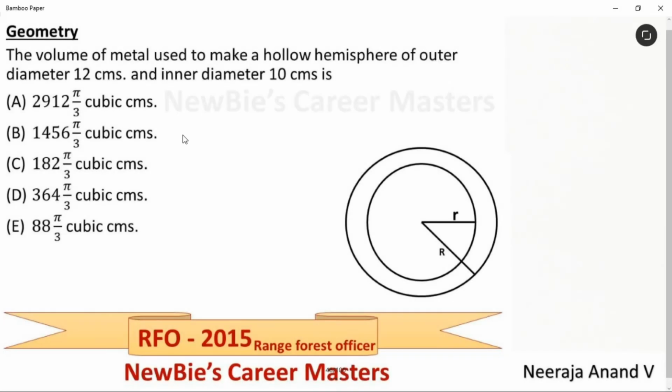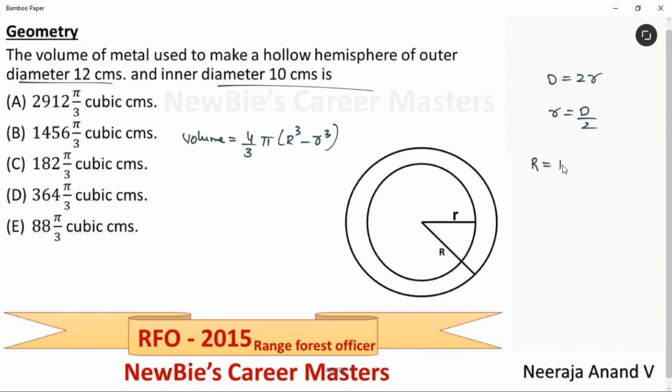Volume of the sphere formula is 4 by 3 pi (capital R cube minus small r cube). See, this capital R cube means outer ring radius and small r cube means inner ring radius. But here they have given the diameter. We know diameter is twice the radius. Correct? To get the radius, we just have to divide the diameter by 2. That's it.